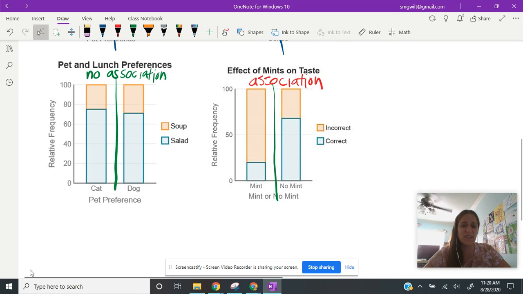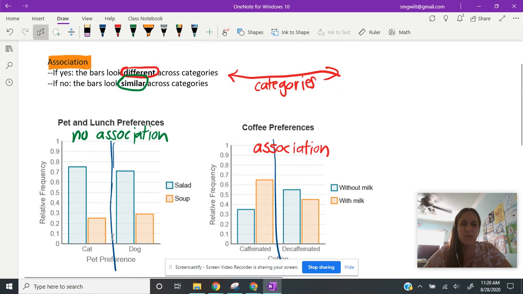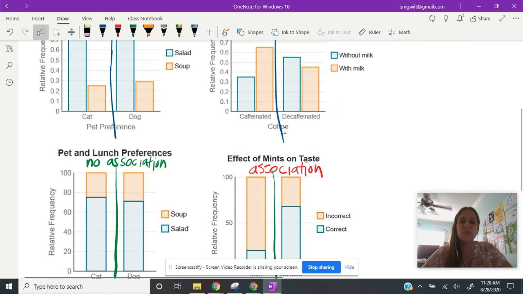So those are the only things that I saw in the quizzes that were different from what was in the instruction. And I felt like the definition of association, he talked about it, but he didn't really show examples. So hopefully those visuals help you determine whether something has an association or not.